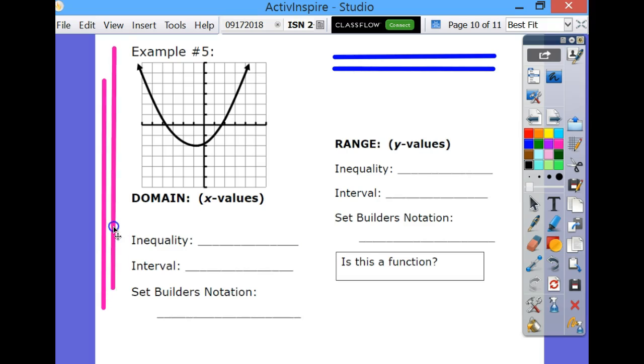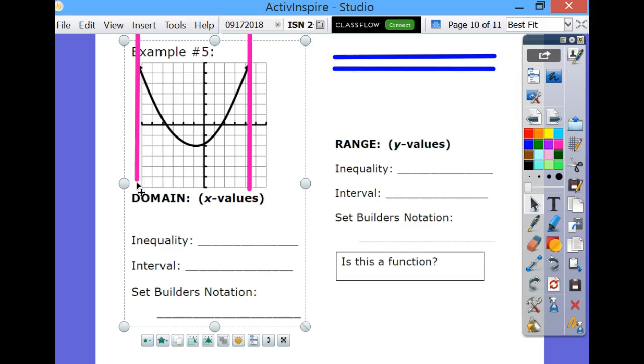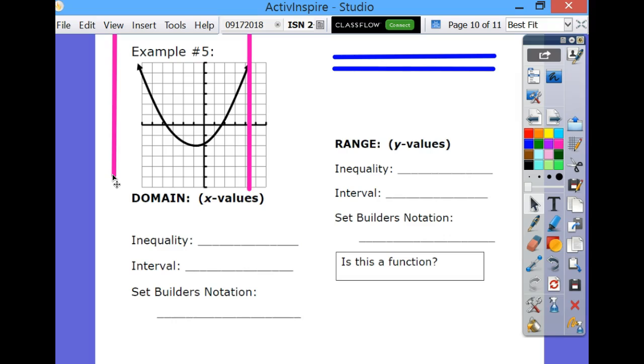Domain, we start with domain, and so domain, here is left, and here is right. Is that where it ends on the left? Where does it end on the left? It has arrows. It keeps going, so we're going to move this all the way off the graph. Does this stop right there? Do you see the arrow? The arrows are not only pointing up, they're pointing out. It's going to the left and to the right, outward.